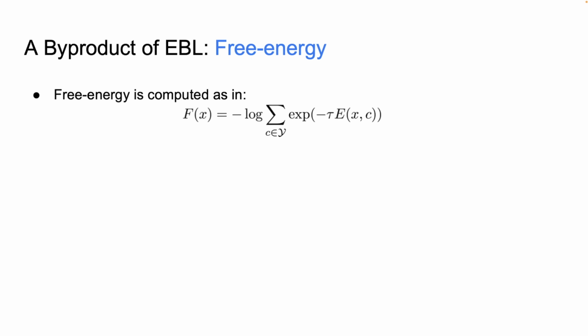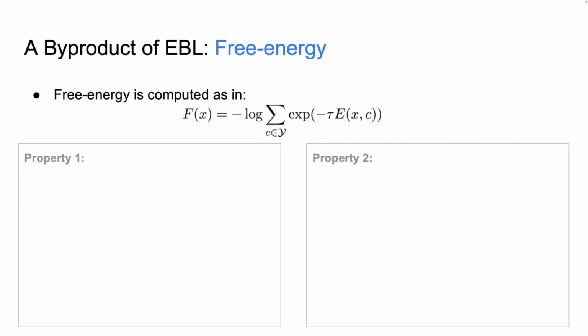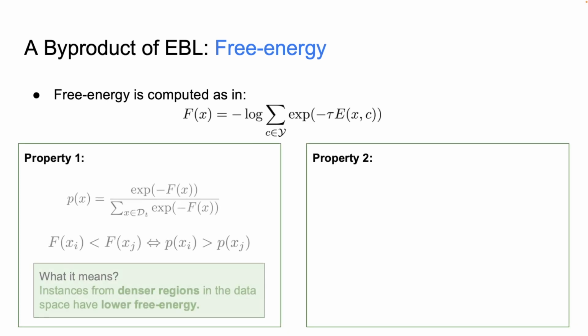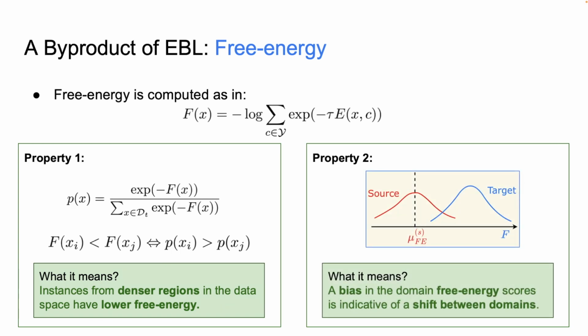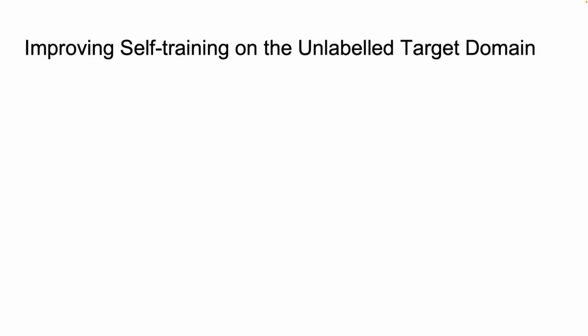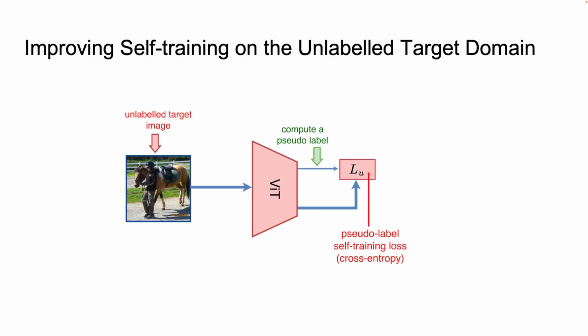Our work leverages a byproduct of energy-based learning known as the free energy, along with two established properties of it. First, we gain an advantage from its relationship with the marginal density of the data. This relationship explains that instances from denser regions in the data space will exhibit lower free energy scores. The next property we benefit from is a bias in the free energy scores when two domains are involved in a learning task. We use a pseudo-labeled self-training task to learn from unlabeled target domain data.